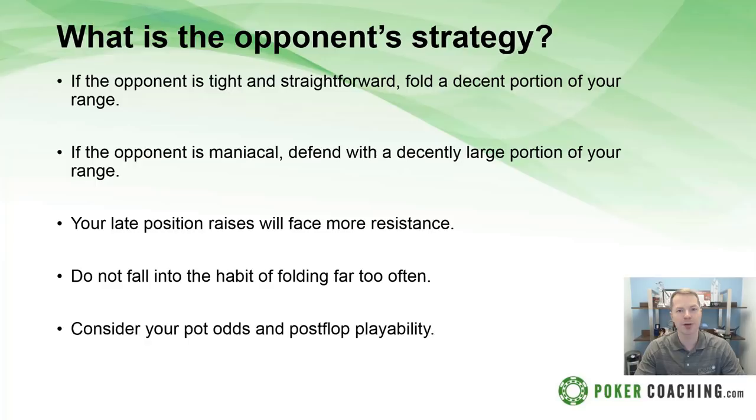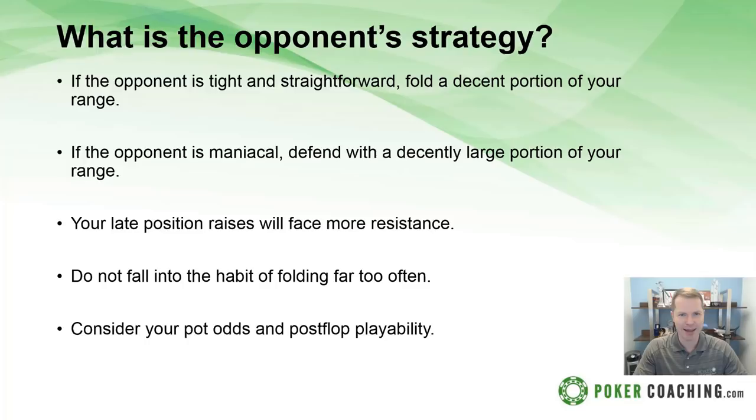So against a maniac, you should be defending a larger portion of your range compared to if your opponent is tighter. But, like I said, a different portion of the range, right? Which is something that you need to make sure you're really focusing on, because you want to make sure that your hand has very good post-flop playability, especially when you know you're going to face aggression and you really don't want to be sitting there with a really bad made hand that has little potential to improve.